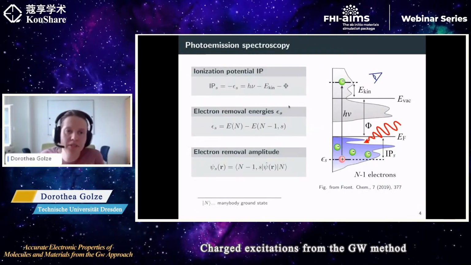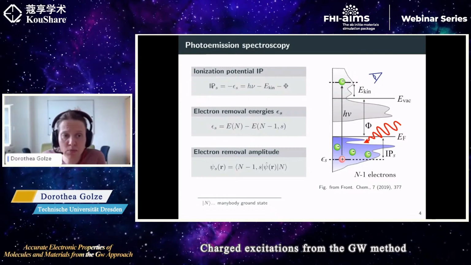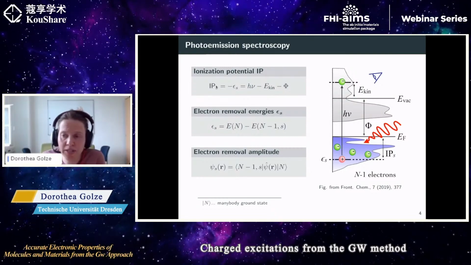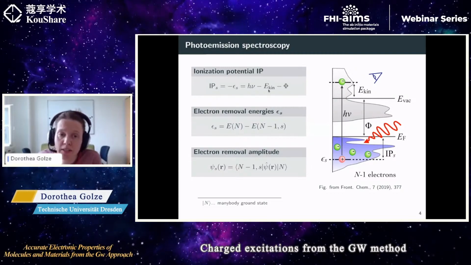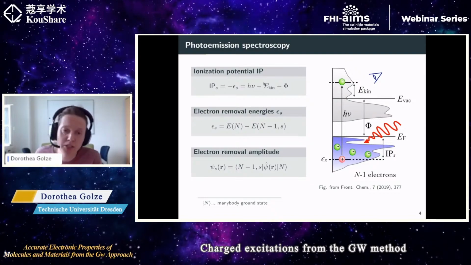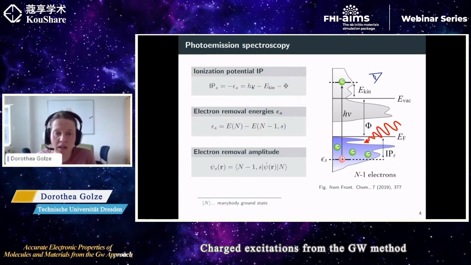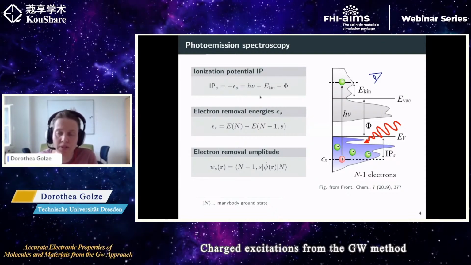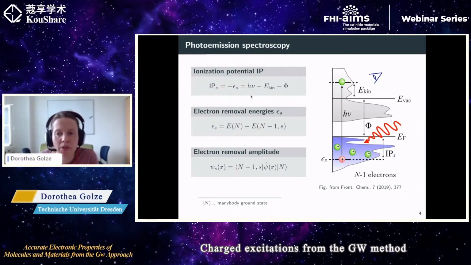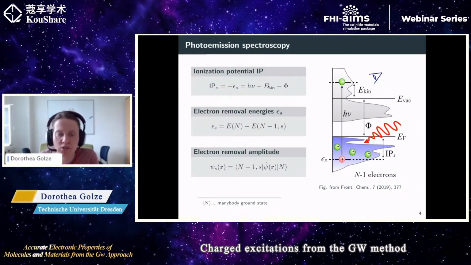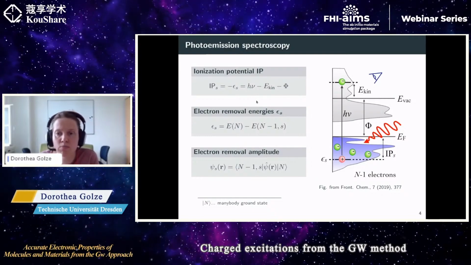To go a little bit more into detail on photoemission spectroscopy, we can get the ionization potential, IP, for a certain state S. It could be, for example, the HOMO of the molecule, by measuring the kinetic energy of the ejected electron. We know the frequency of the light that we were shining on the material or the molecule. For a molecule, the reference is the vacuum level. So if you just take the difference between these two terms, we already have the ionization potential.